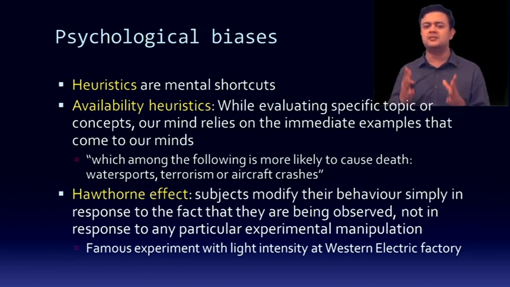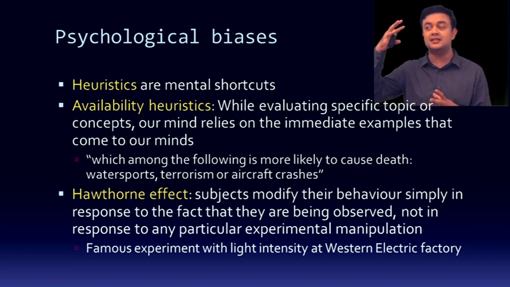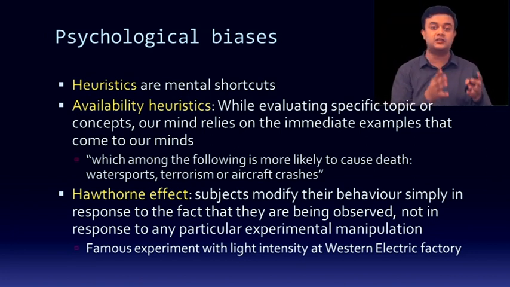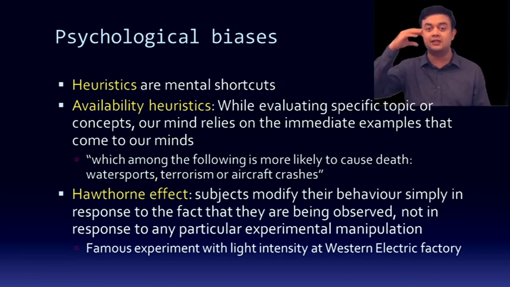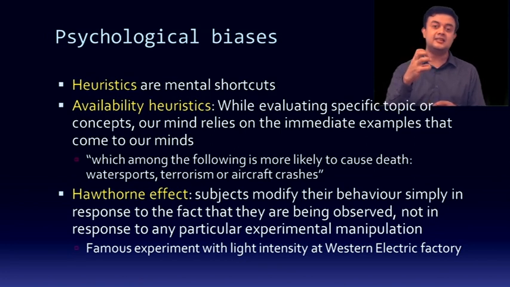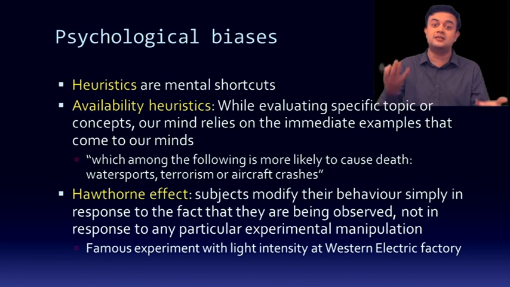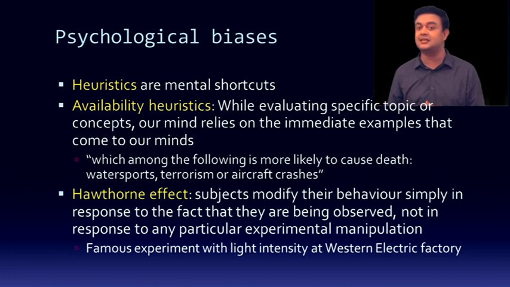There is a very famous example with light intensity at a factory called Western Electric in the US. They actually increased the light intensity to see the factory output, and the output tremendously increased. Then the investigators decreased the light intensity. Again they noticed the same effect: productivity tremendously increased again. So both the increase and the decrease in light intensity caused it.